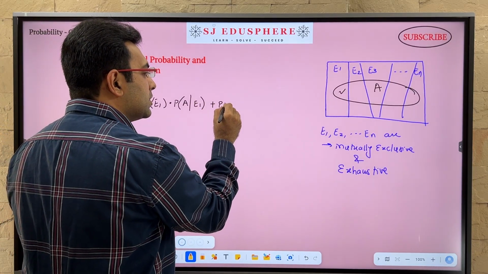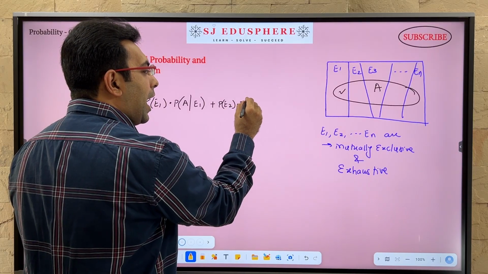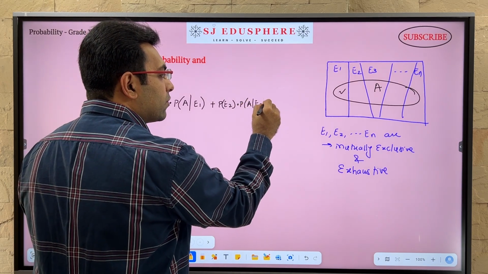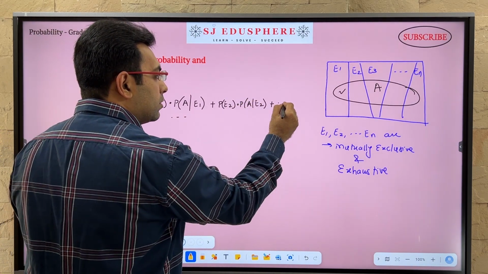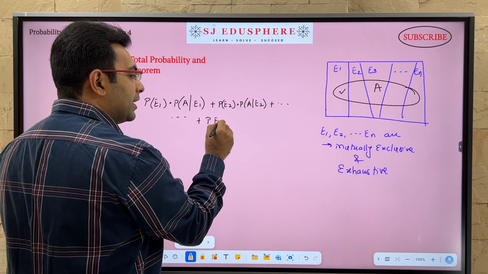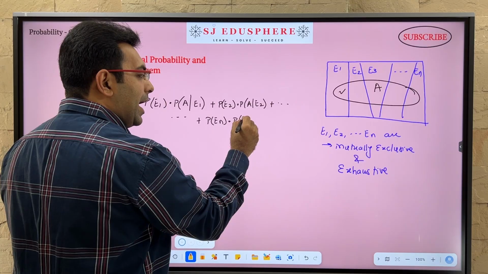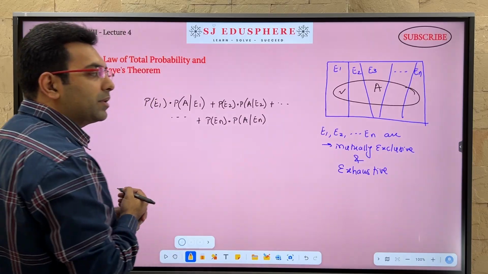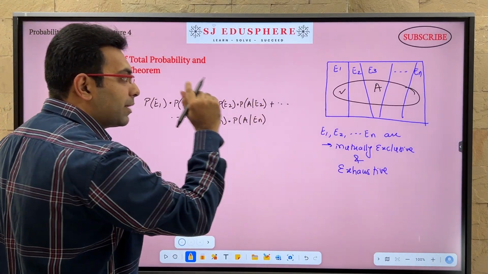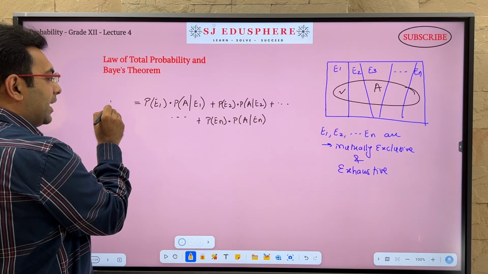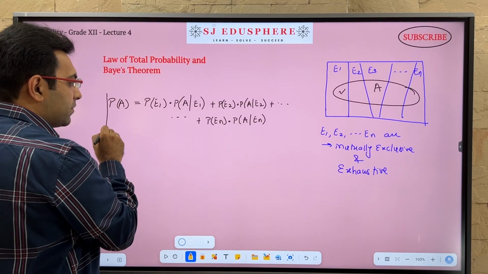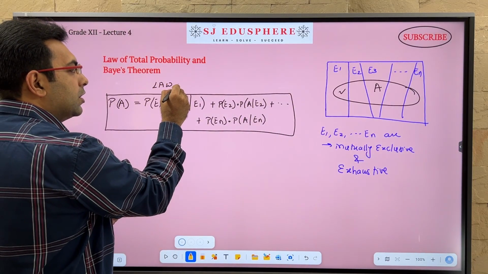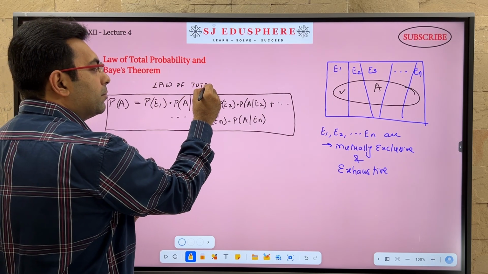Or you select division E2 and get a student whose name starts with A, given that he is from E2. So on up to you select division En and you get a student whose name starts with A, given that he's from En. This is my total probability of getting a student whose name starts with the letter A. This over here we define as law of total probability.